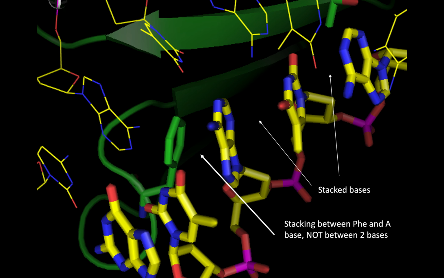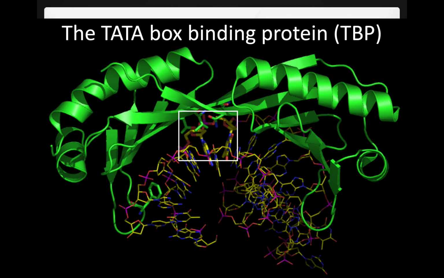The nucleotides of the TATA box sequence are basically stacked bases, and the stacking is done between phenylalanine and a base, which is one of the nucleotide bases, but not between two bases. So it is basically from amino acid to nucleotide, not between two nucleotides.